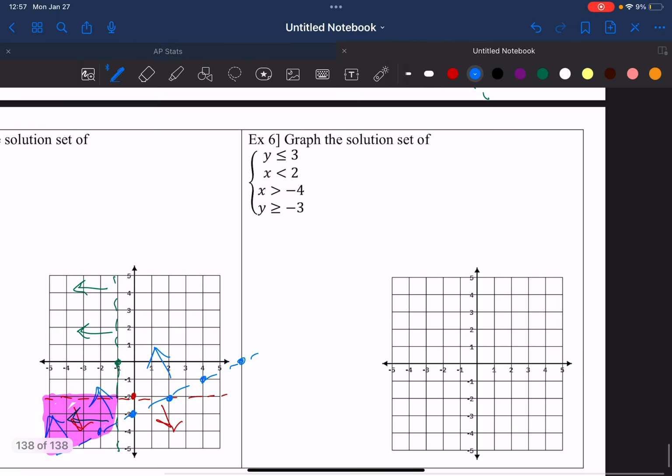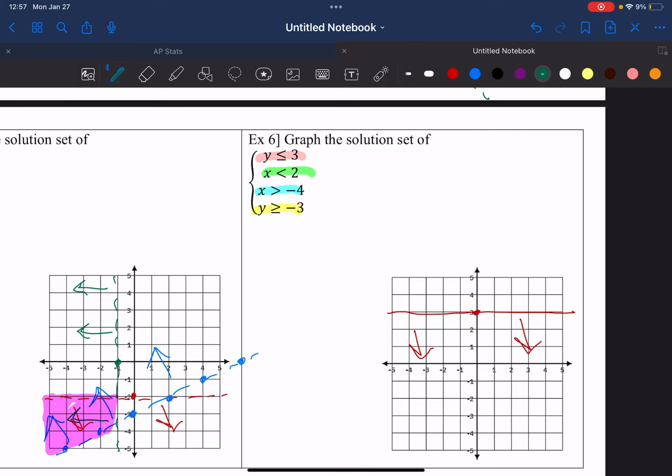Number 6. Now we have 4 lines that we're going to have to graph and shade. So starting with the first one, we have y is less than or equal to 3. Well, here's 3. It's a solid line because of that equal, and less than means I'm going down.